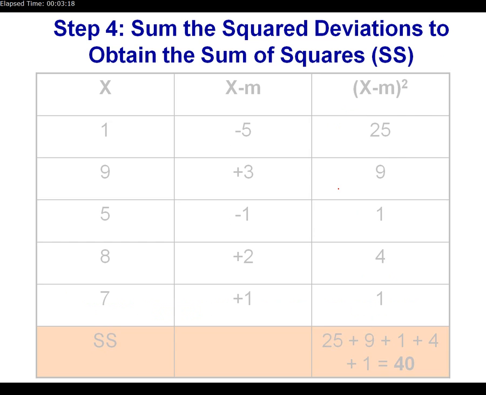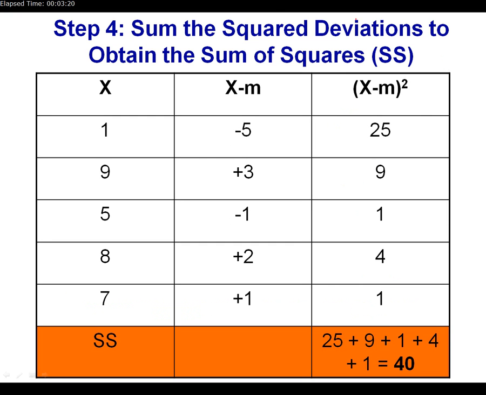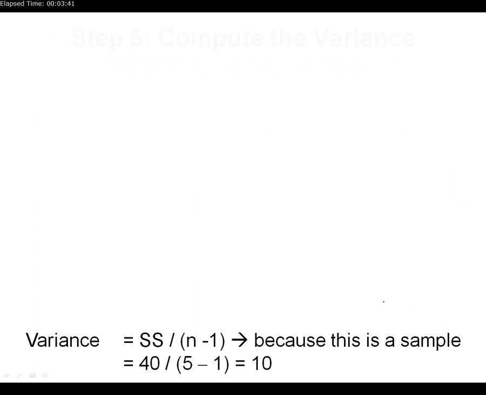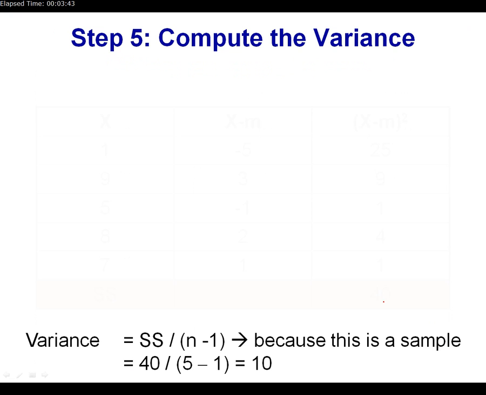Step 4. Sum the squared deviations to obtain the sum of squares. Wow, that's pretty easy, right? So we're going to look on the bottom here. The sum of squares is we're just going to add up my squared results. So we're going to add 25, 9, 1, 4, and 1, and that equals 40. The next thing we're going to do is compute the variance.